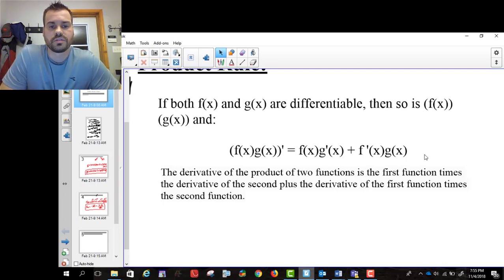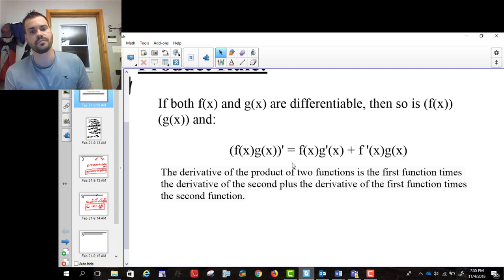Okay, and I've written it out there in words. The derivative of the product of two functions is the first function times the derivative of the second plus the derivative of the first function times the second function. But I usually just remember it as f g prime plus f prime g. All right, leave out the x's. So that is the rule.